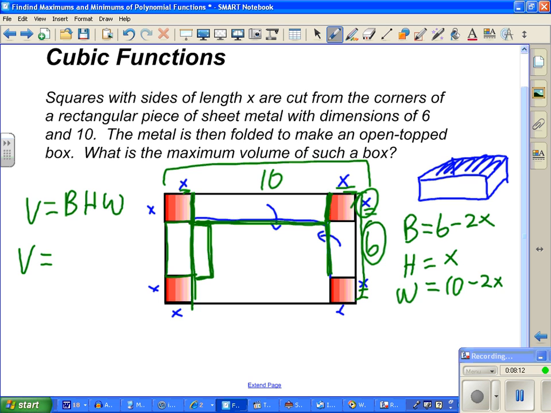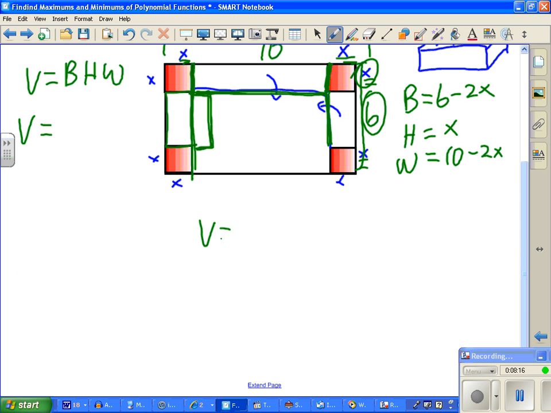Well, now that I have my formula, I know what I'm doing. Volume equals the base, which is 6 minus 2x, times the height, which is x, times the width, which is 10 minus 2x. Okay? Super. Super.